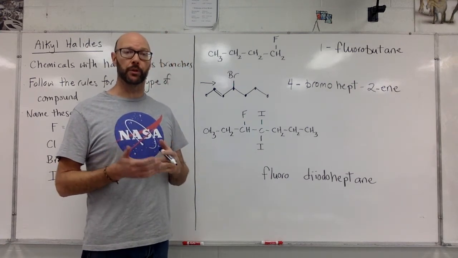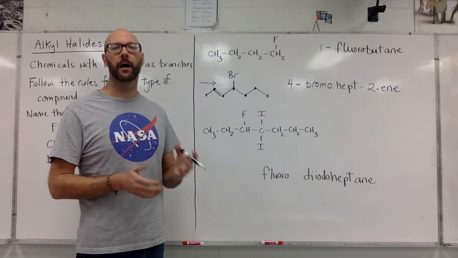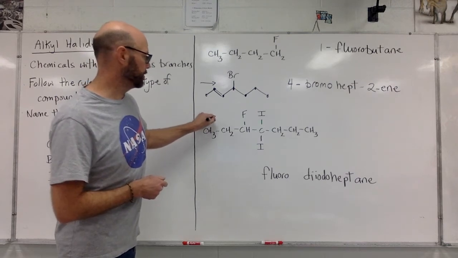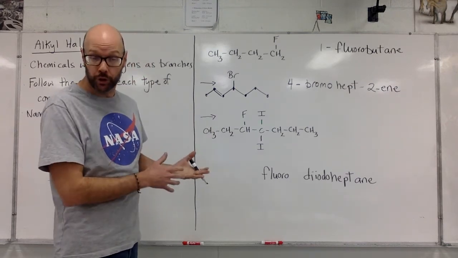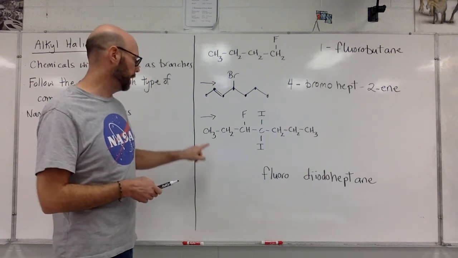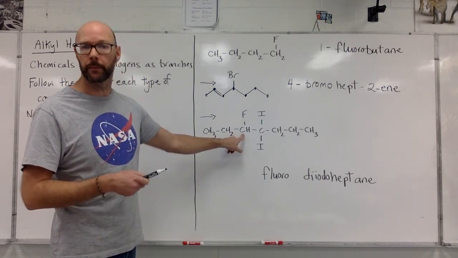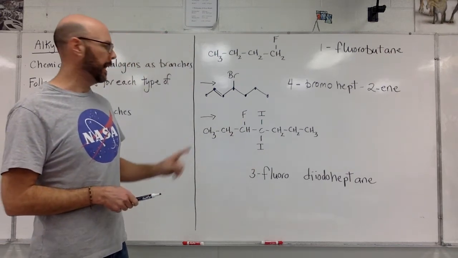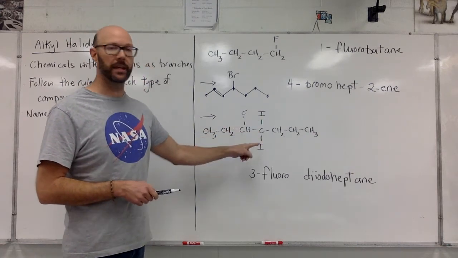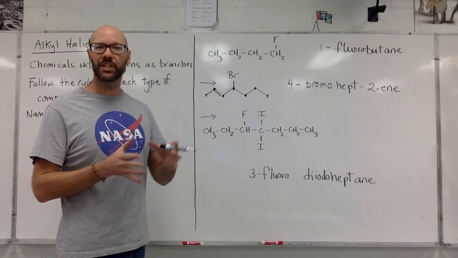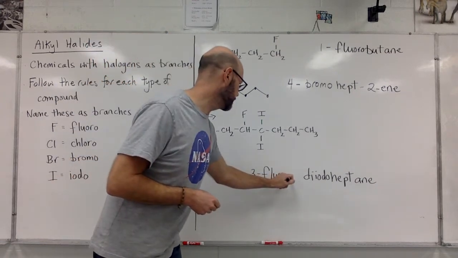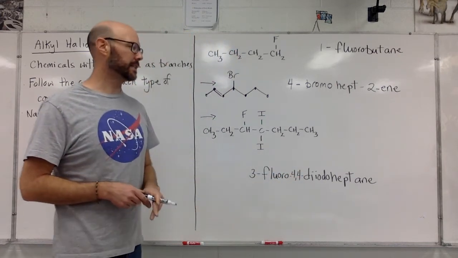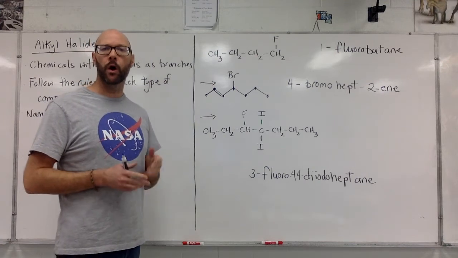Now we need to use some numbers to show the location of all 3 of these branches. We're going to get smaller numbers if we count this way. These branches are closer to the left-hand side, so we'll get smaller numbers that way. We have 1, 2, 3. On the 3rd carbon, we have the fluorine attached there. 3-fluoro. And right next door, 1, 2, 3, 4 is where the iodines are, but there's 2 of them, and each branch must have a number. So this is 4,4. Di-iodoheptane. 3-fluoro-4,4-di-iodoheptane.